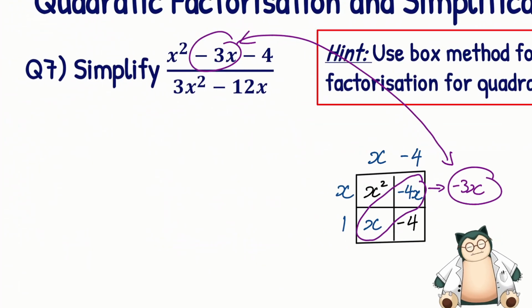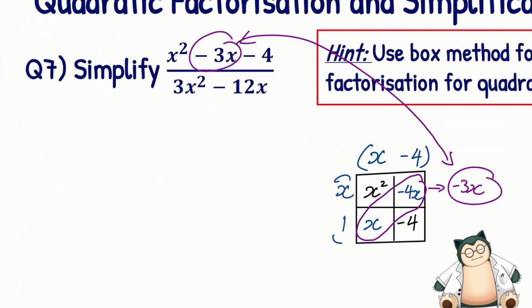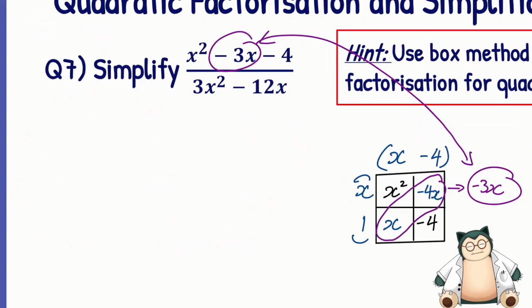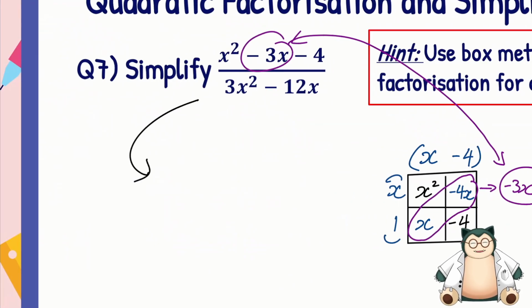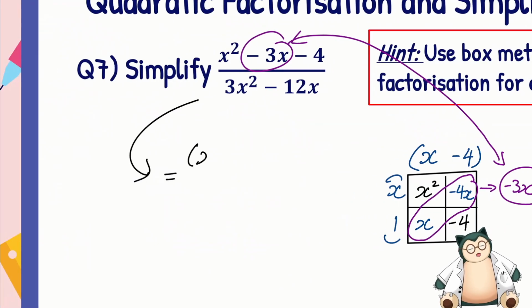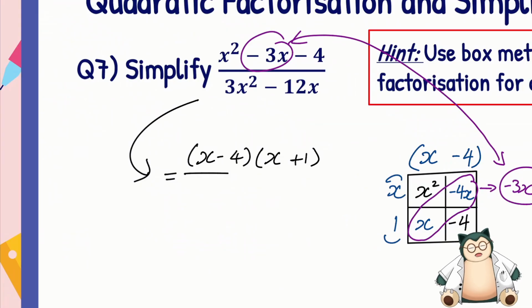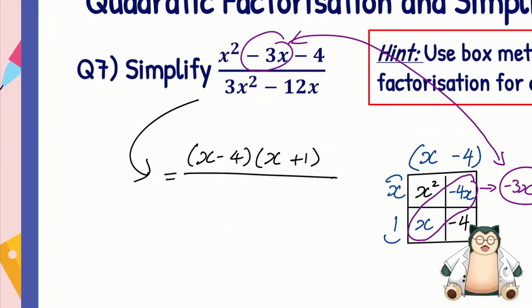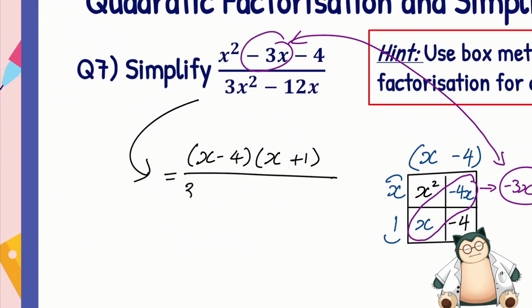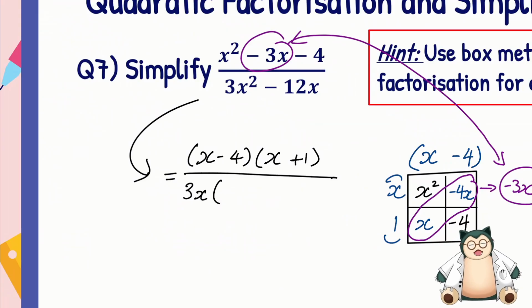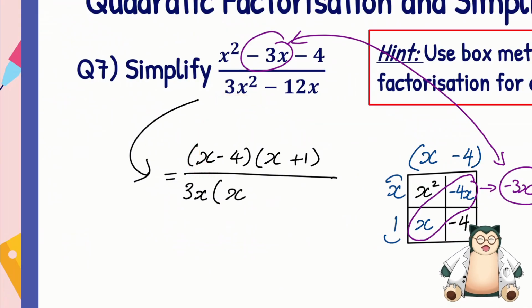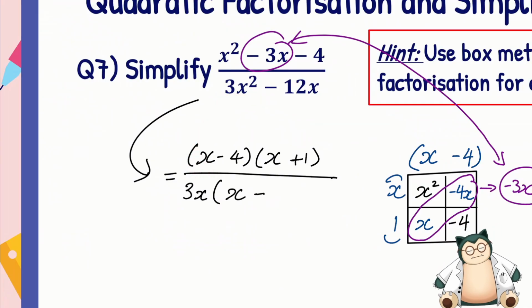So that's how we know that our factorization is correct. So what we are left with is, form our fraction. So we get x minus 4, x plus 1, over 3x squared minus 12x. We take out the common term, which is 3 and x. After taking out the common term, 3x squared divided by 3x, we are just left with x. Negative 12x divided by 3x, we're just left with negative 4.